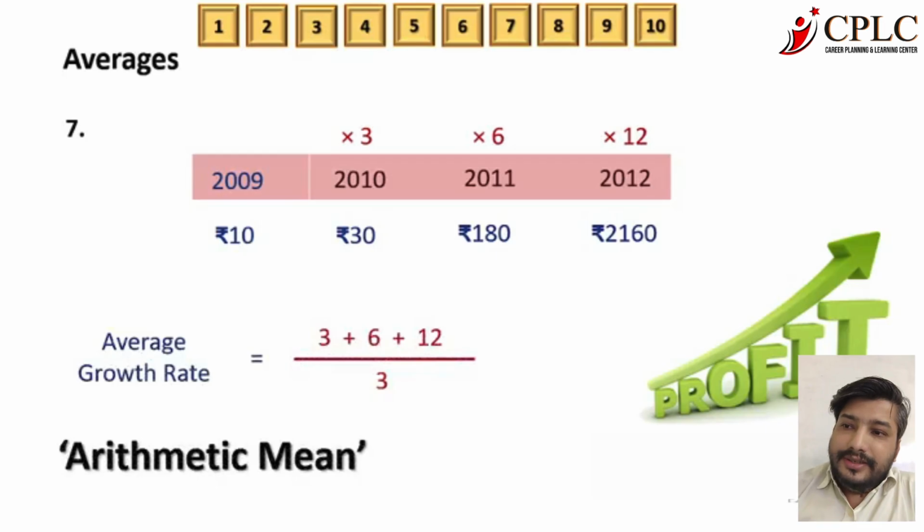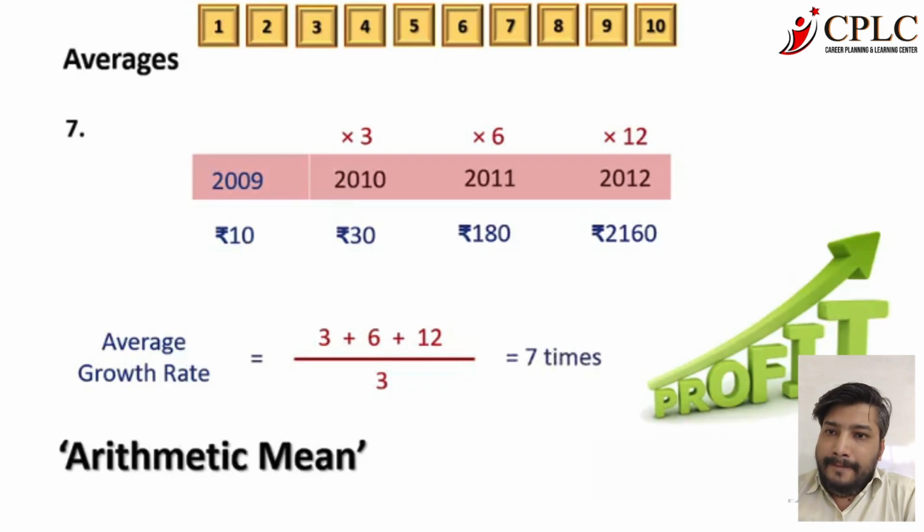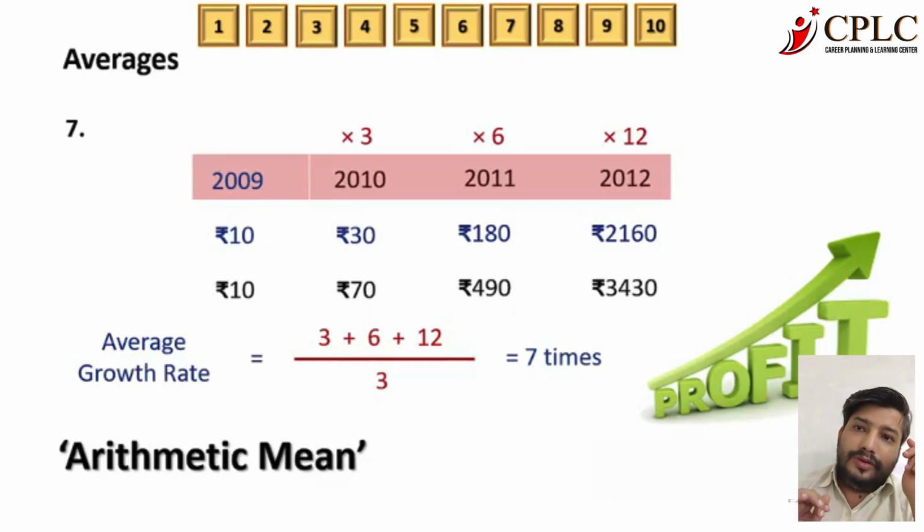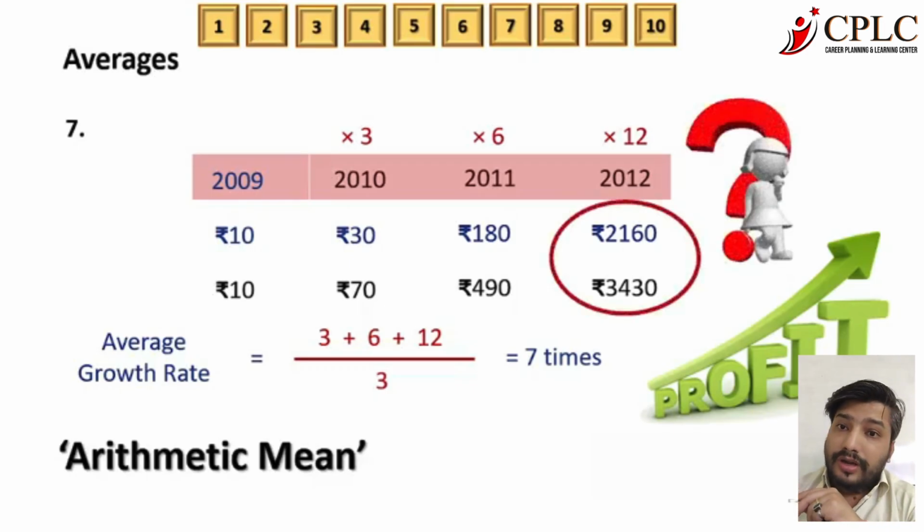What they said is, if you do this average, the simple average, that is the arithmetic mean, add all and divide by the number of values, you get 7 times. So you are saying, forget all of this, 3 times, 6 times, 12 times, flat 7 times every year the profit should grow. Let's verify with the numbers. Assuming 10 rupees as the profit in 2009, it is 70 in 2010, then 490 in 2011, and then 3430 in 2012. So clearly you have overshot your original number. So 7 times is not the right answer.